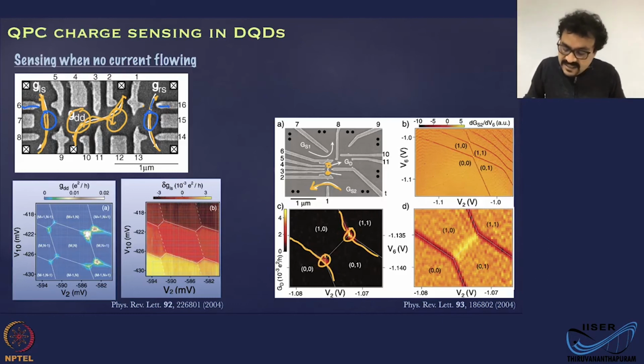But you can see the charge sensing technique gives you a lot more information, like how curvy these lines are. All those have meanings, okay? And what are the real gate voltage values where this charge interdot tunneling happens?